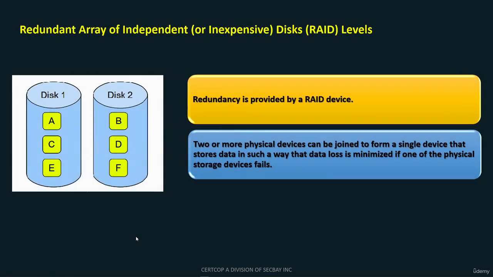So let's talk about RAID, redundant array of independent or inexpensive disks. RAID is a redundancy feature. RAID is not strictly unique to Linux, but redundancy is provided by a RAID device. Here we have two or more physical devices that can be joined to form a single device that stores data in such a way that minimizes data loss. You could have data being striped, you could have data being mirrored, as we'll see in the next few slides.